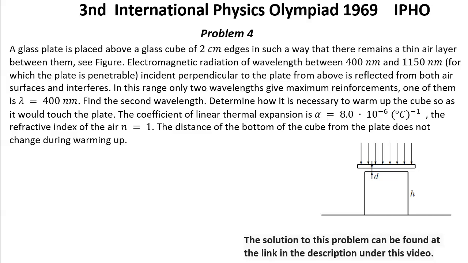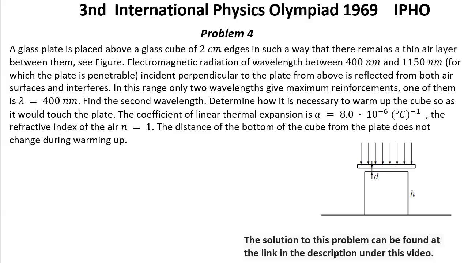Third International Physics Olympiad, year 1969, IPhO. Problem number 4. A glass plate is placed above a glass cube of 2 cm edges in such a way that there remains a thin air layer between them. See the figure.